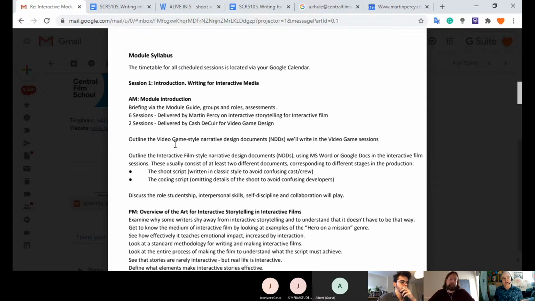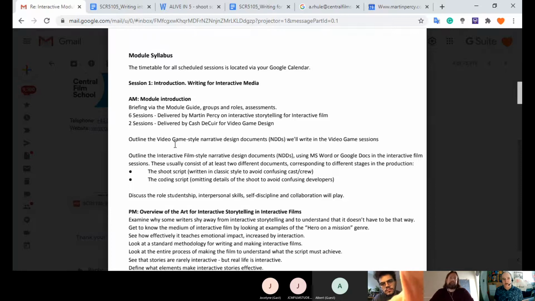Just one thing about the documents that we'll be looking at. Video games talk a lot about narrative design documents. You'll be seeing some video game style narrative design documents. Then for all the films that I'll be showing you, you'll be seeing the interactive film equivalent, which is two scripts. There's a shoot script and a coding script.